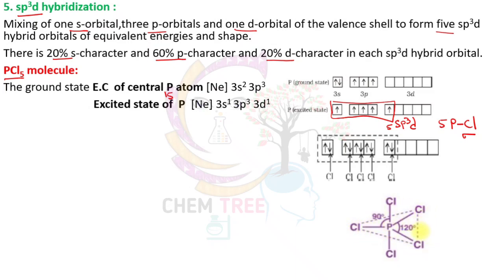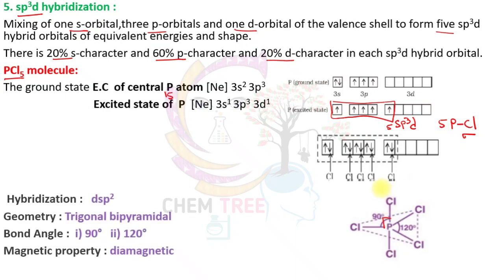The 3 chlorine atoms are present in one plane and 2 chlorine atoms are present in another plane. These are in equatorial position and these two are in axial position. The bond lengths of equatorial and axial positions are different, and the bond angle is 120 degrees here and 90 degrees here. This geometry is trigonal bipyramidal, and the magnetic property of PCl5 is diamagnetic in nature.